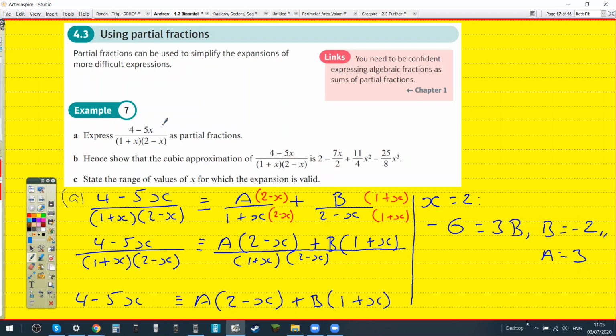And so what is this as partial fractions? Would it be 3 over 1 plus x plus minus 2 over 2 minus x?